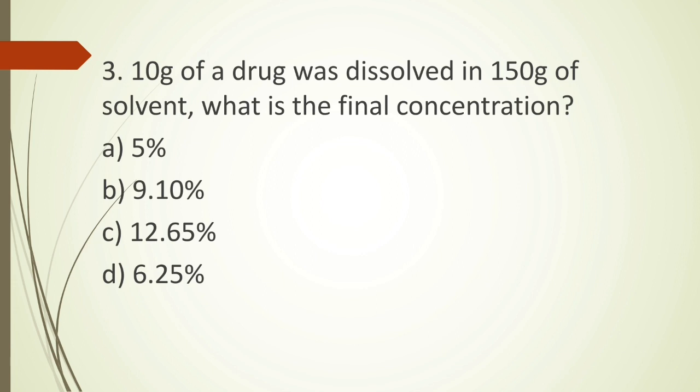Now the third question: 10 gram of drug was dissolved in 150 gram of solvent. What is the final concentration? Option A, 5%. Option B, 9.1%. Option C, 12.65%. And option D, 6.25%. Okay, so this is all about the revision questions. I gave only 3 questions. Please go through these questions, and if there is any doubt, please comment in the comment box, and if there are any suggestions also, you can discuss them with me.